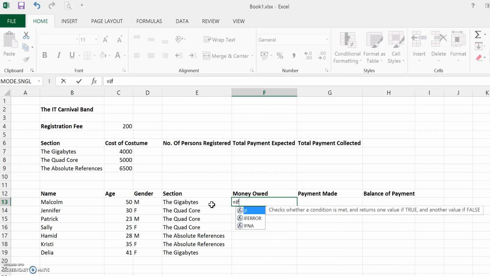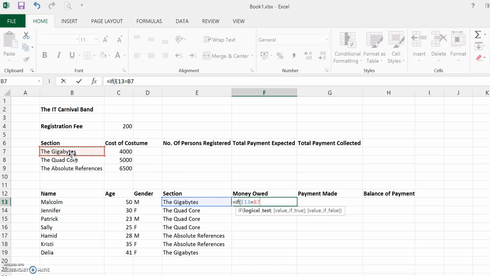So equal sign IF. For this first person, if their section, represented by the cell reference E13, is equal to this first section here, then the cost of their costume is going to be $4,000, which is in cell C7. If they are not in this first section, the gigabytes, they can be either in the quad core or the absolute references. There are two possible sections that they can be in at this point.